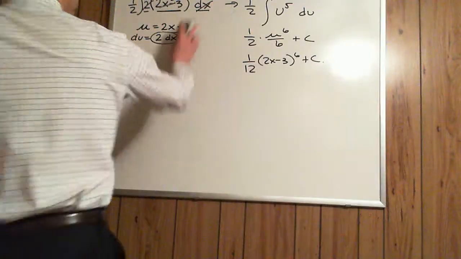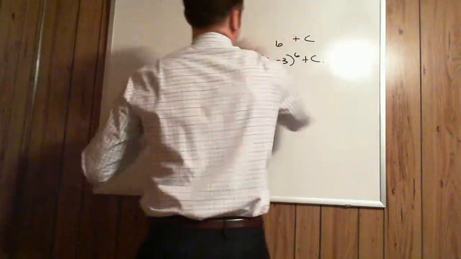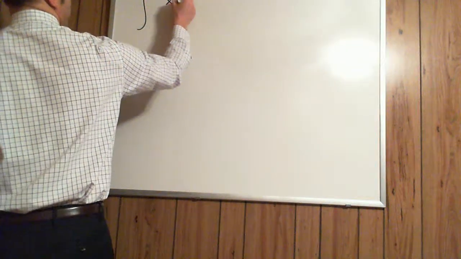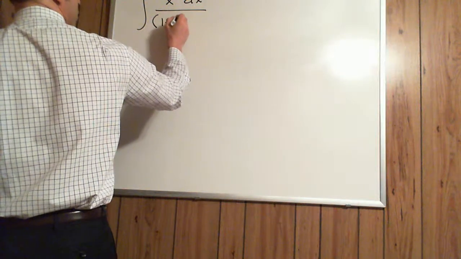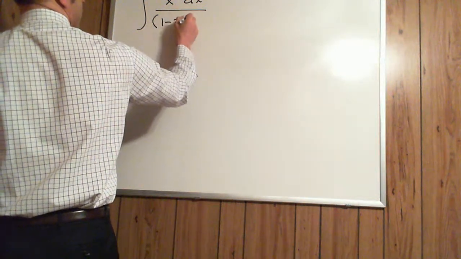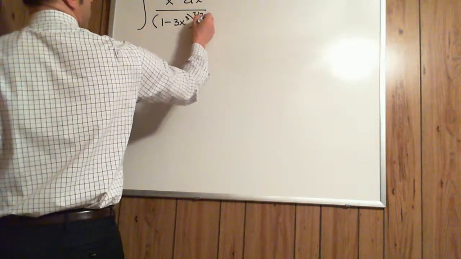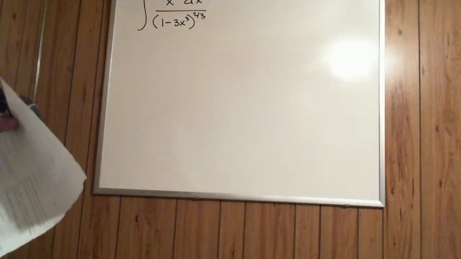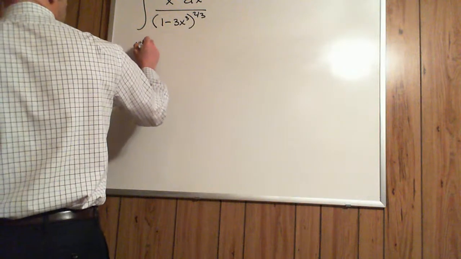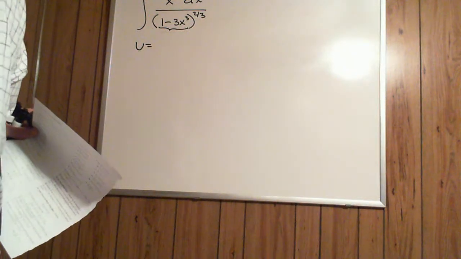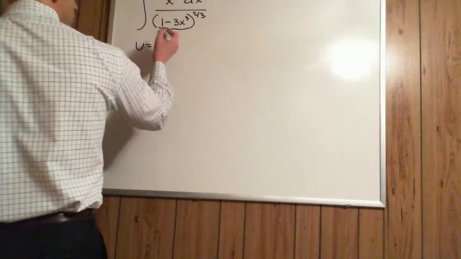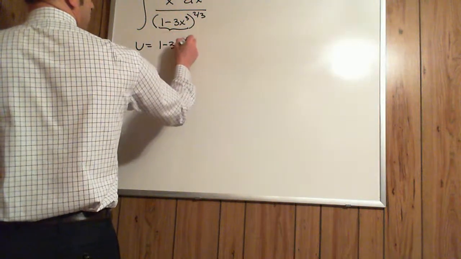Alright, another example. Suppose we have the indefinite integral of x squared dx over (1 minus 3x cubed) to the 2/3 power. Alright, so again, where do we start? We have to choose a u. So our u would be the inside stuff, the inside stuff of the quantity. So I'll choose u to be 1 minus 3x cubed.